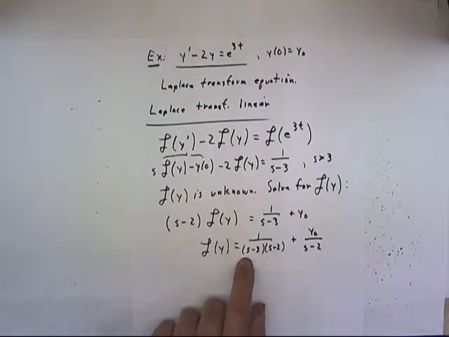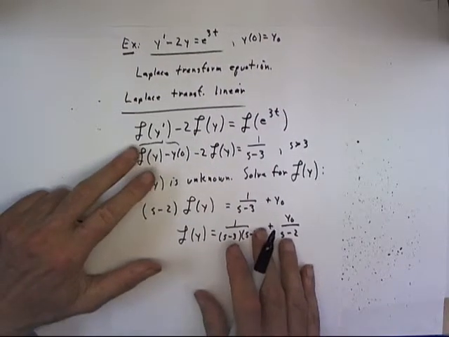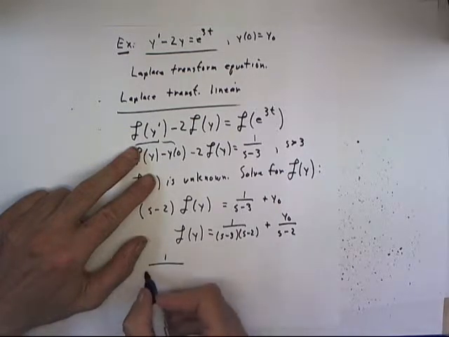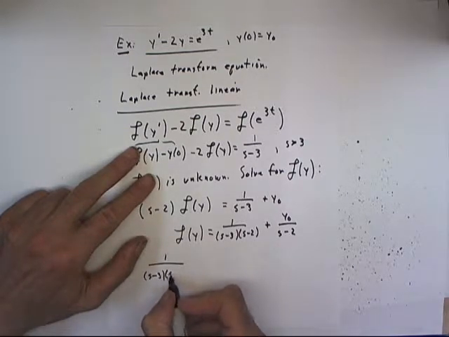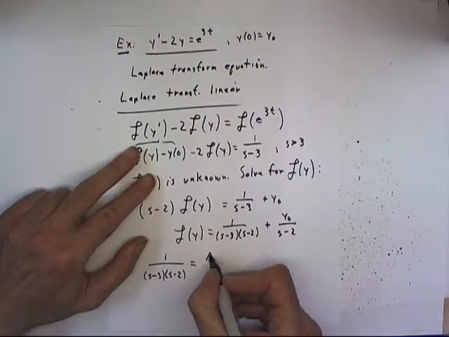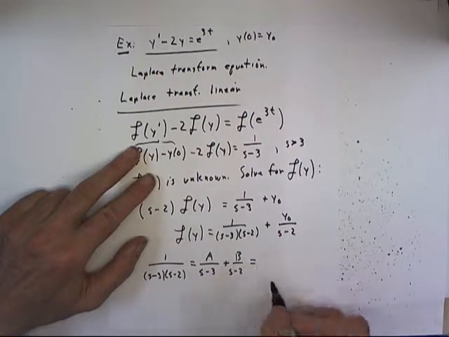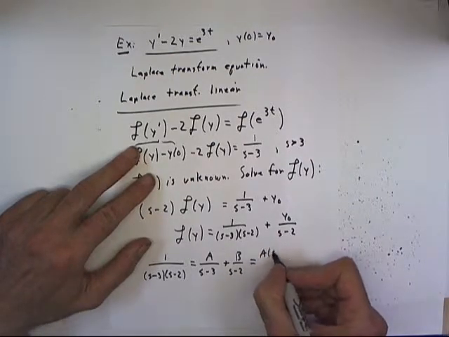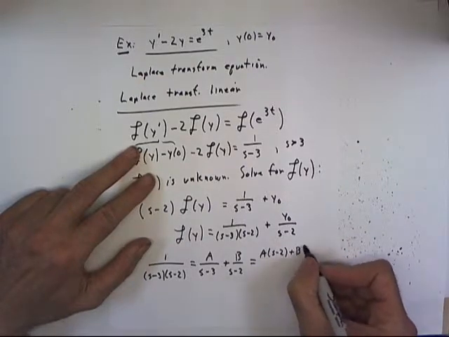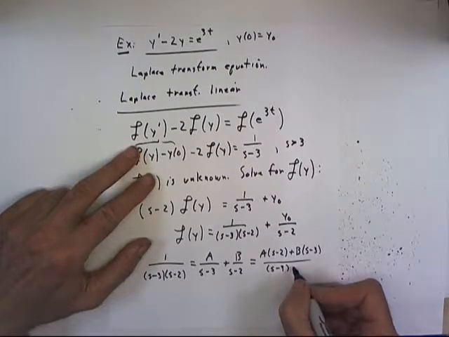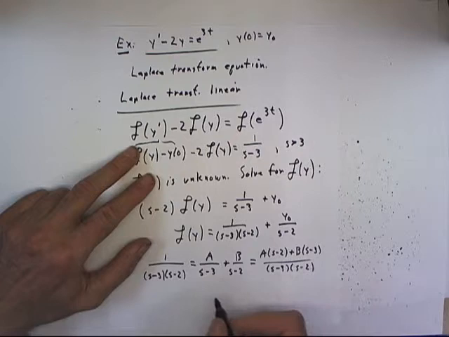Let's see what to do with this 1 over s minus 3 times s minus 2. Now we're aware of partial fractions. They've been used previously in the course. So let's just write 1 over s minus 3 times s minus 2 equals a over s minus 3 plus b over s minus 2. And then we can write that as a times s minus 2 plus b times s minus 3 over s minus 3 times s minus 2.